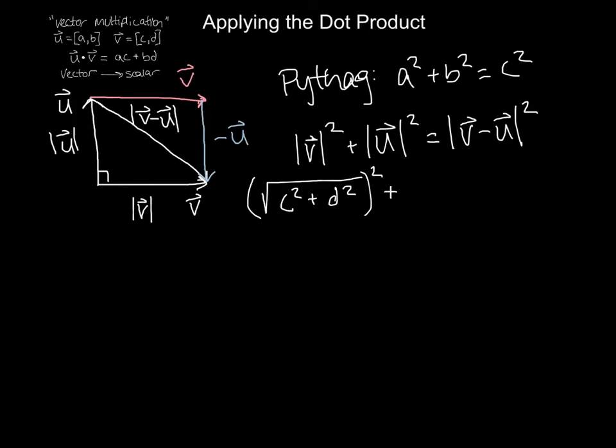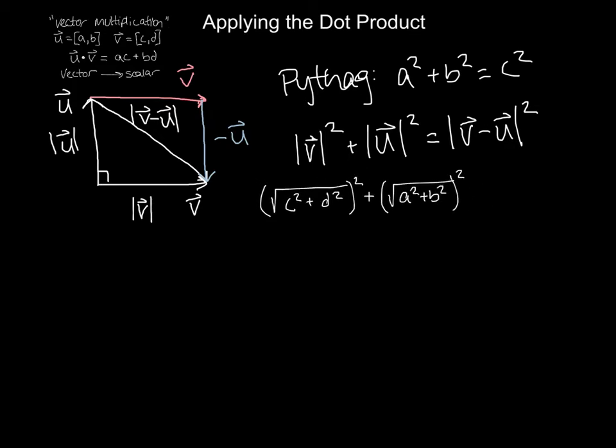magnitude of a vector. And for the u, it's going to be the square root of a squared plus b squared. We're going to square that. And this is going to be a little too big, so what I'm going to do is just shrink this a little. So that is the left side. Now the right side, we have to do the magnitude of v minus u. Well, to do v minus u, we just subtract the u components from the v components.